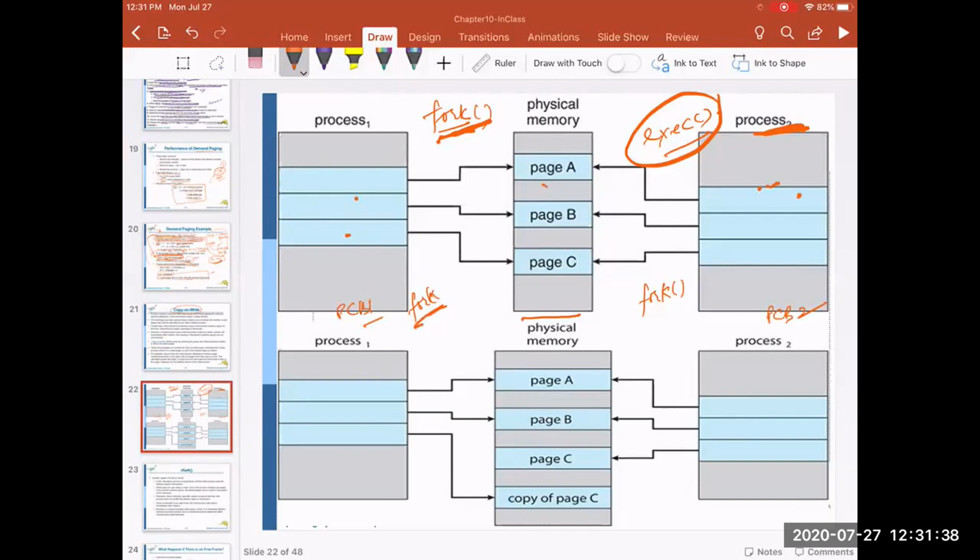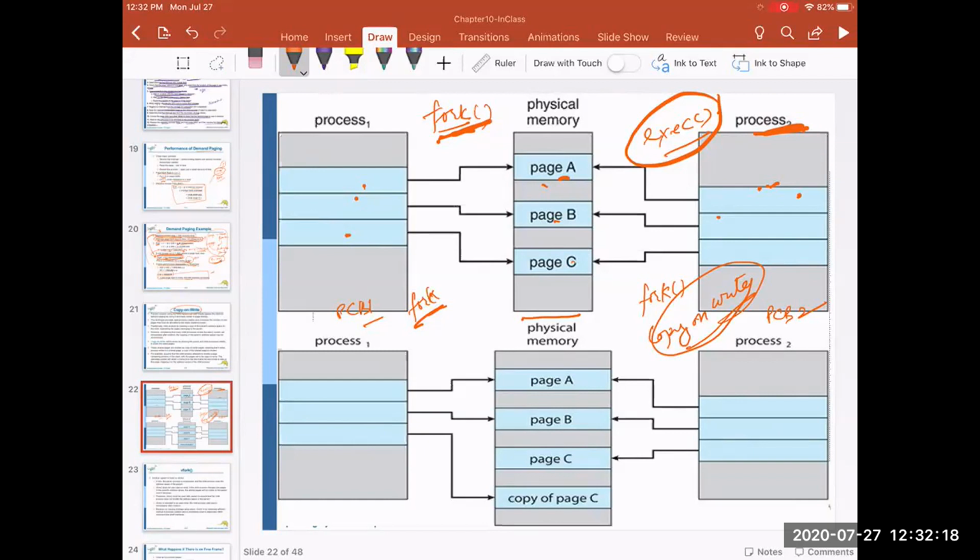So with this, page A is shared between process 1 and 2, page B is shared between this and this, page C is shared between this and this. Now what would happen if any one of them writes into it? The other would actually see it. So what is copy on write? Copy on write says whenever either process modifies any page, then a copy of that page would be created in the physical memory.